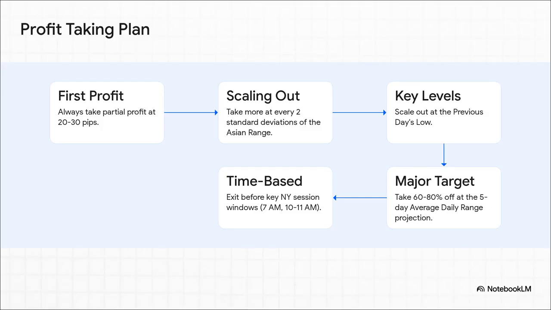And the profit-taking strategy? It's exactly the same as the long side, just inverted. Rule number 1, you take something off the table at 20 to 30 pips of profit. From there, you just systematically scale out at your key levels, those statistical deviations, the previous day's low, and the projected daily range, all while keeping an eye on the clock for those key New York session time windows.